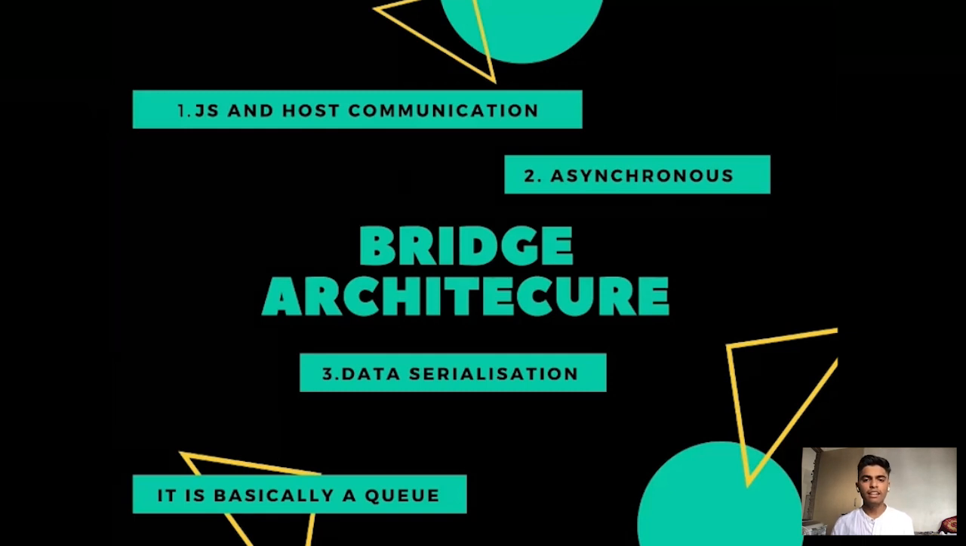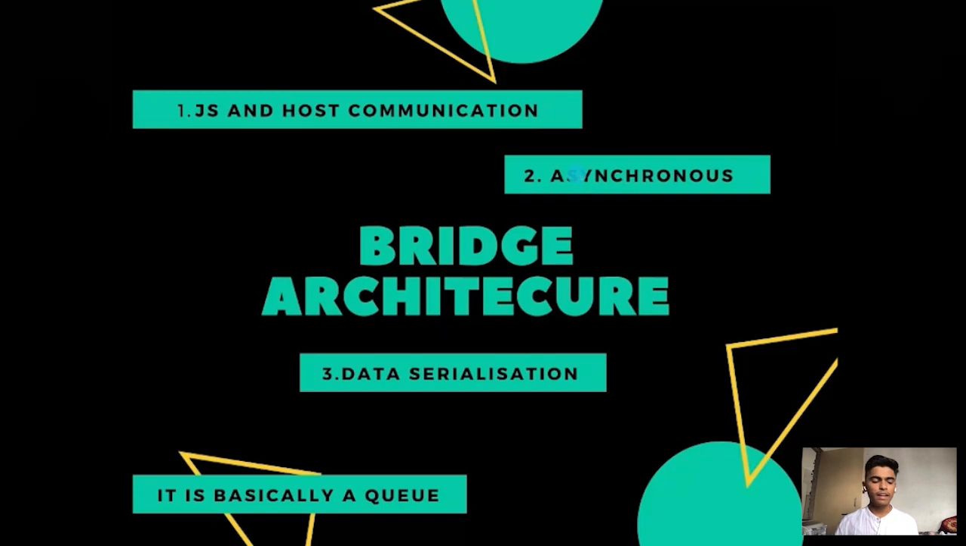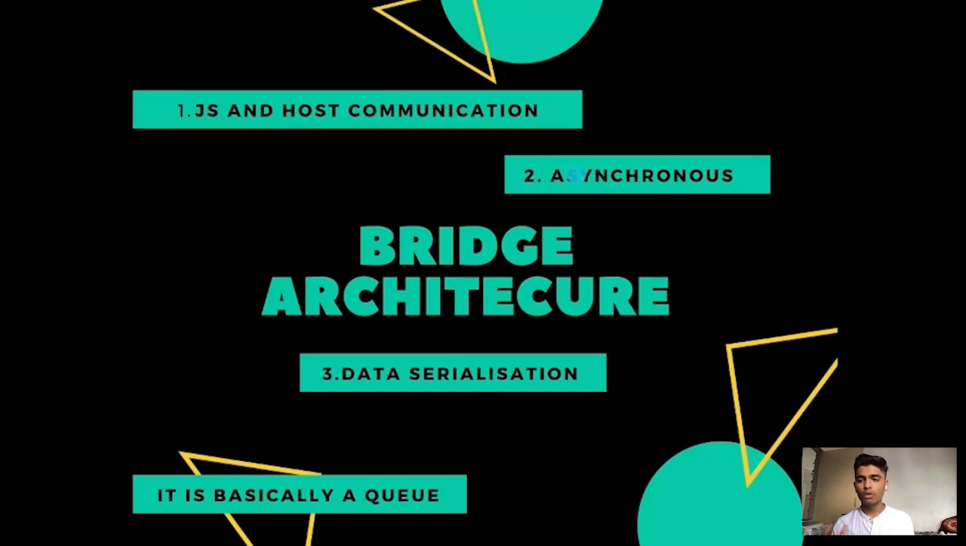And data serialization is really important. Now, what is data serialization? JavaScript has its own data structure and Java has its own data structure, right? Now imagine Java is encountering an object from JavaScript. Now, in Java there is no concept of an object, right?